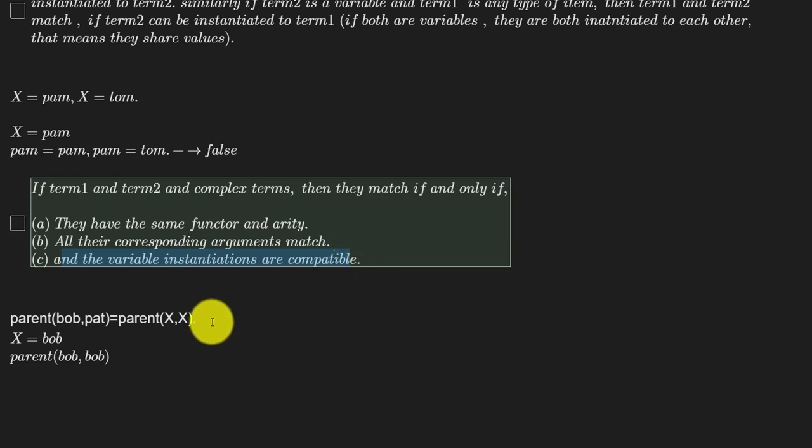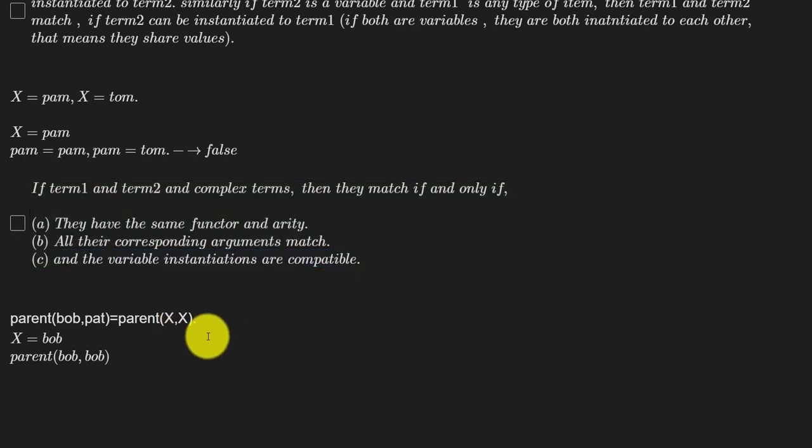Initializations have to be compatible, because we are using the same variable over here. If it had been y, then it would be a separate case. But if it is x over here, that means the same variable which we already instantiated as Bob, the second argument will also become Bob. That is what we mean by compatibility.